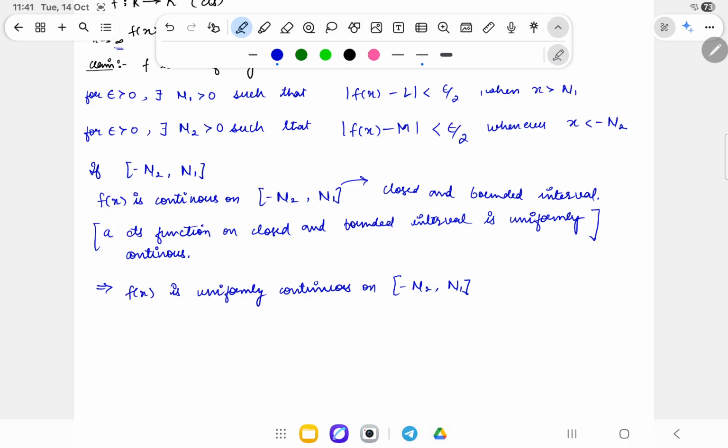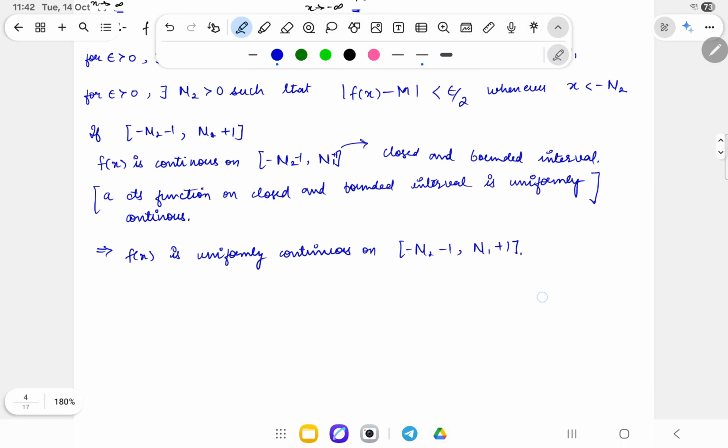Okay, or maybe let's just take this interval as minus n2 minus 1 comma n1 plus 1, because if this relation holds for all x greater than n1, then this will also hold for x equal to n1 plus 1, and likewise for minus n2 minus 1. So let's consider this as our interval. This is also a closed and bounded interval, and so using that we got that our function is uniformly continuous on minus n2 minus 1 to n1 plus 1.